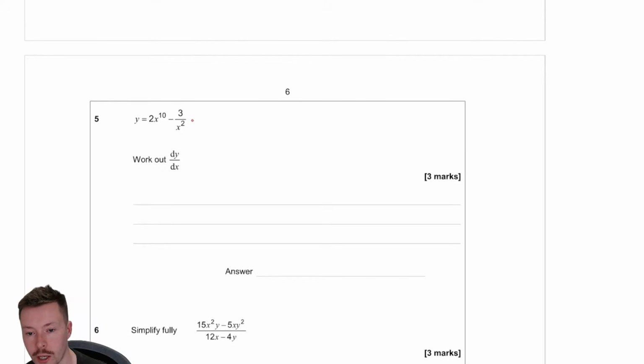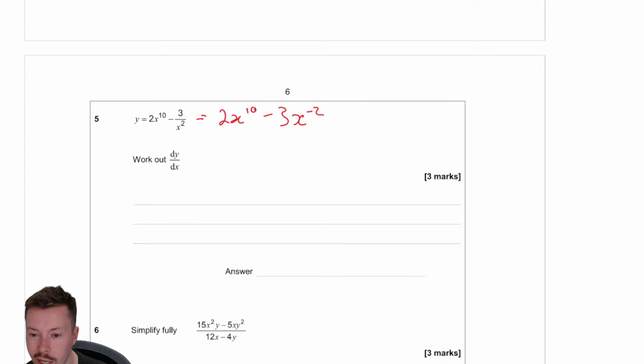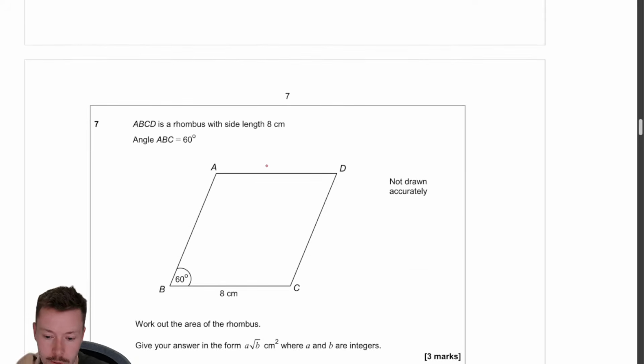This one, just a tip, write this as 2x to the 10 minus 3x to the minus 2. Okay, so write it in a linear format where you've got x and a power. If you've got x squared on the bottom, bring the x up, power becomes negative. That should be simple. You're going to factorise and then simplify.